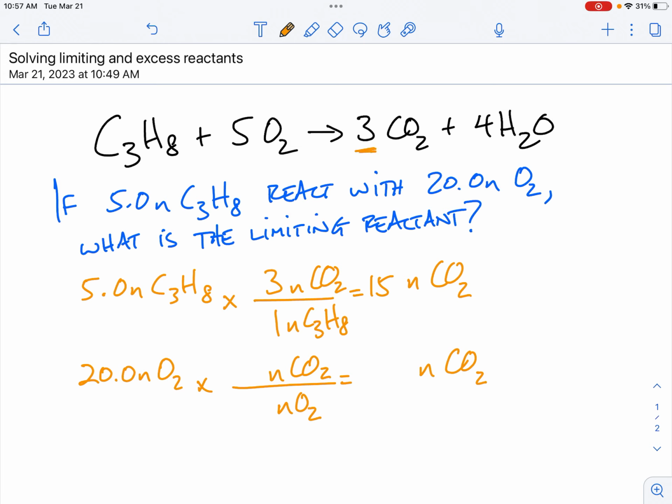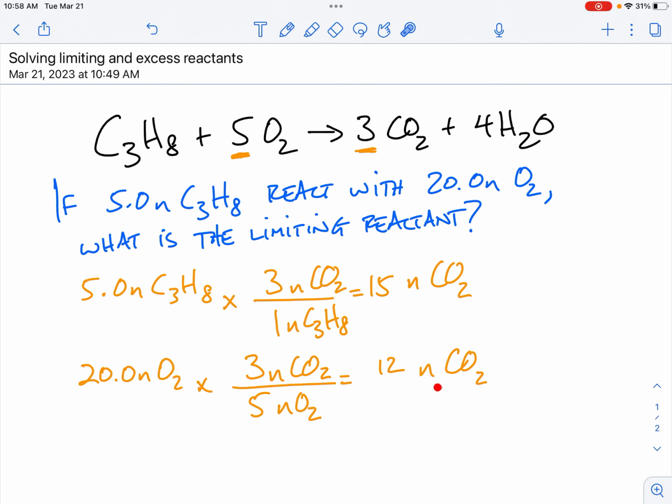Again, for CO2 we have 3, and for O2 in this case we have 5. So we're going to go 20 times 3 in the numerator, so 60. 60 divided by 5 should give us 12. All right? And so when we evaluate which of these is going to give us the smaller amount of product. So the smaller amount of product is what would be made, but again, that's not what's being asked. It's asking us a limiting reactant here.